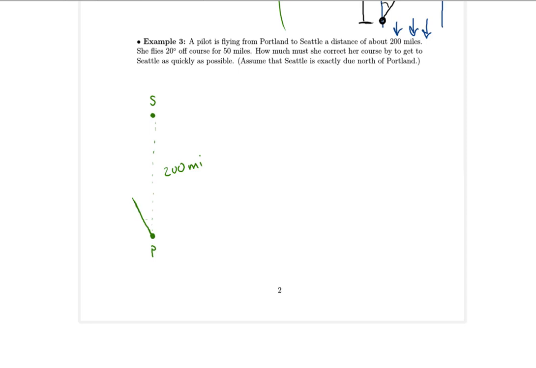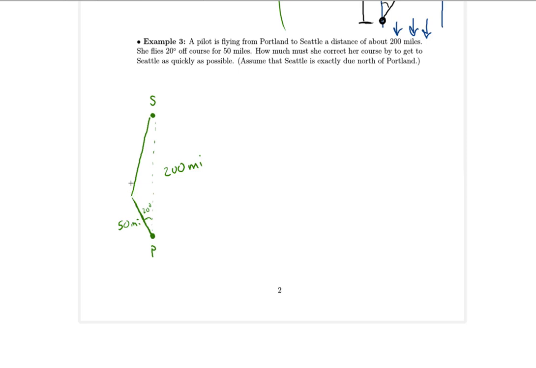And she does that for about 50 miles. So let's just try to make that correct relative to this 200 miles. So there's my 20 degrees. And so, of course, she's going to need to correct the course in order to make sure she gets to Seattle. So we're going to have to do something like this. Okay. So the question is, how much should she correct the course by?